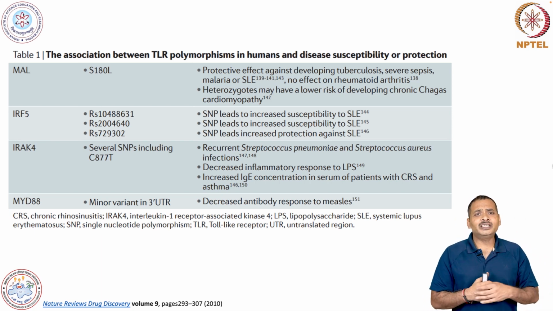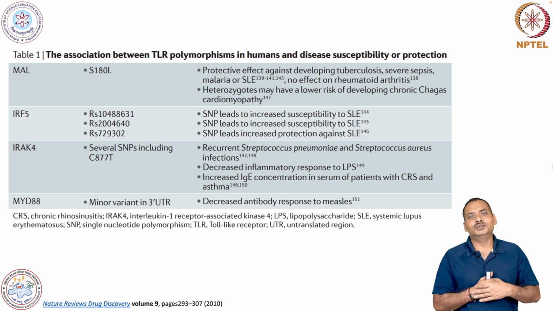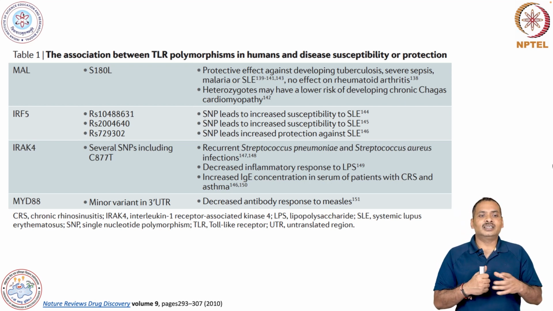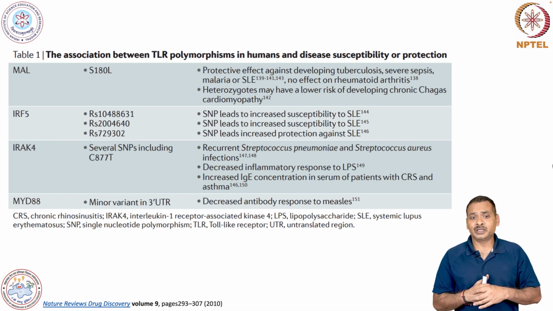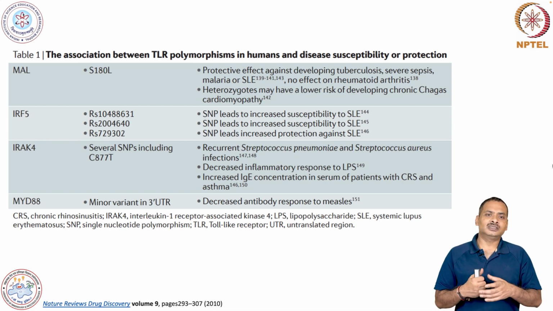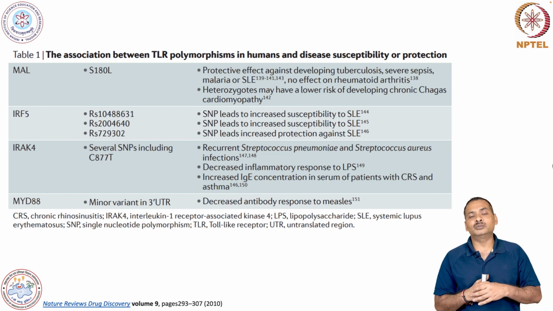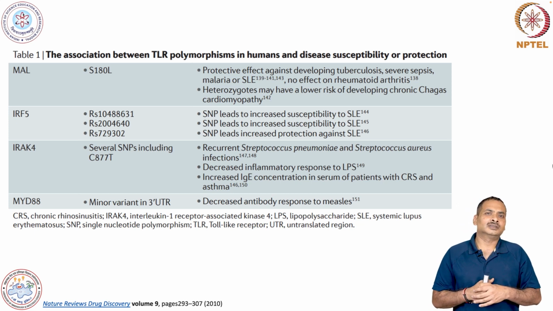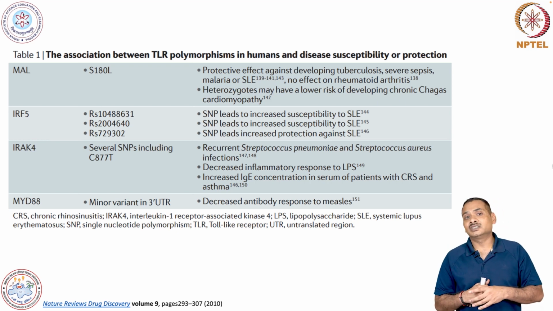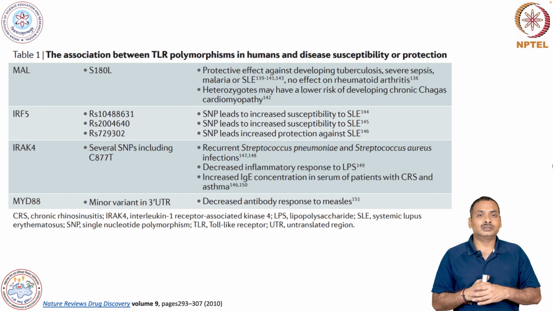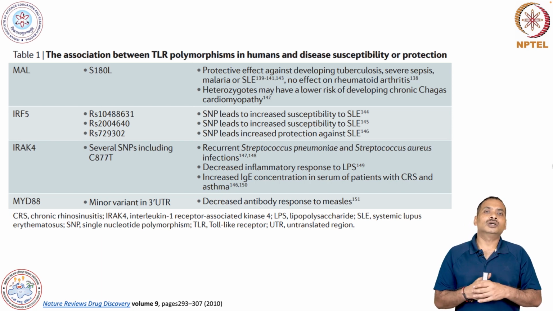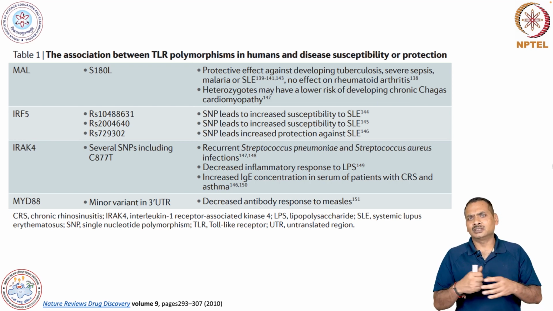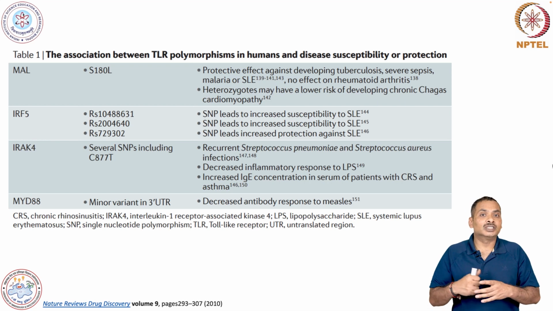MyD88, which is a very key adapter molecule in TLR signaling, has some minor variants in the 3' UTR, and these individuals have a decreased antibody response to measles. Measles is again a viral disease, which you might know is caused by a single-stranded RNA enveloped virus. There are spots all over the body, particularly on the trunk, hands, and so on, and this is associated with quite high fever, about 105 Fahrenheit.